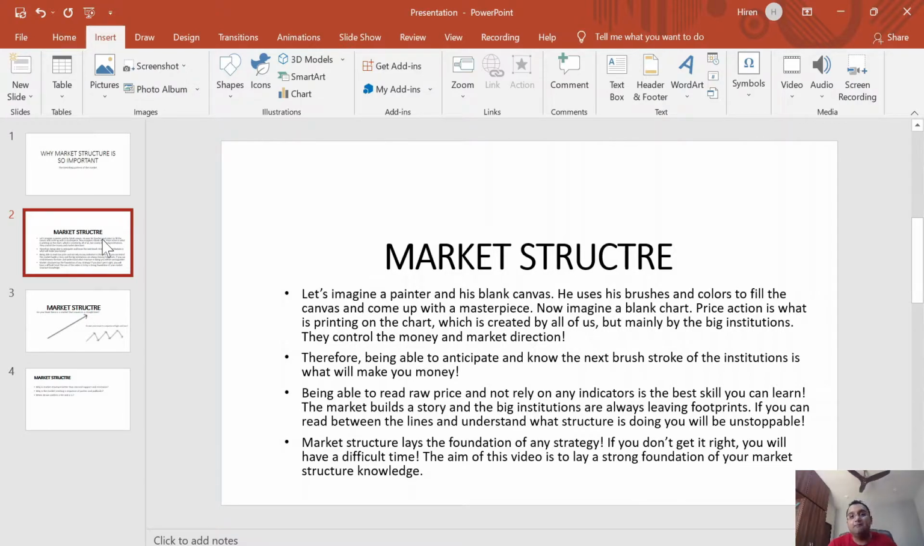I want you to imagine a painter with his blank canvas. He's about to paint a picture, and he uses his brush and colors to fill in the empty canvas and comes up with his masterpiece. He has an idea in his mind, he has an intention, and then what he uses is his brushes and colors to translate that intent onto his canvas.